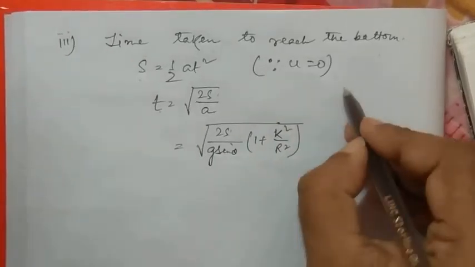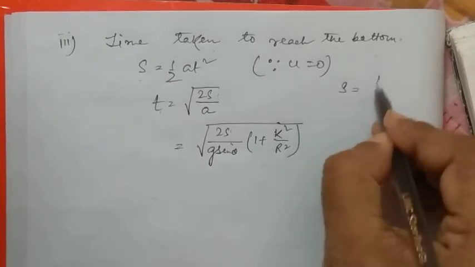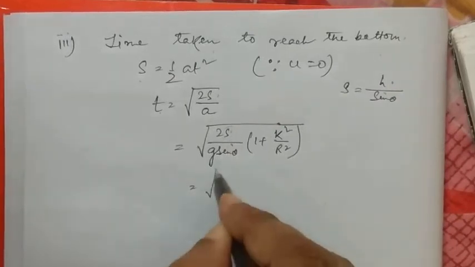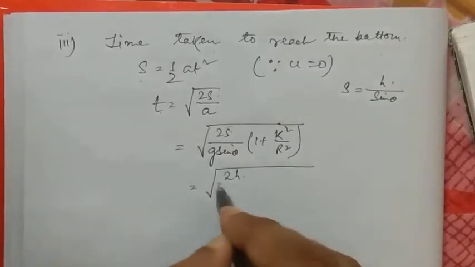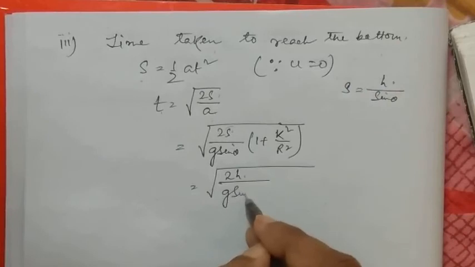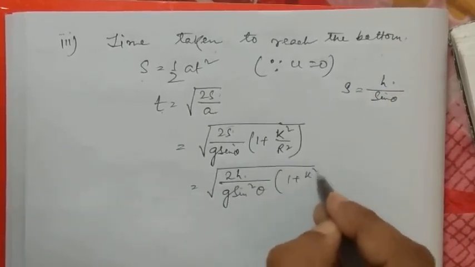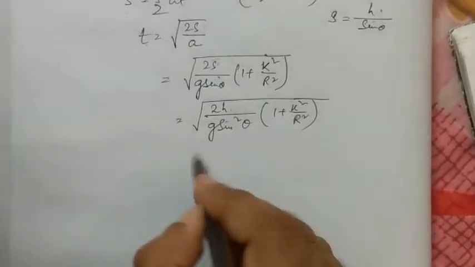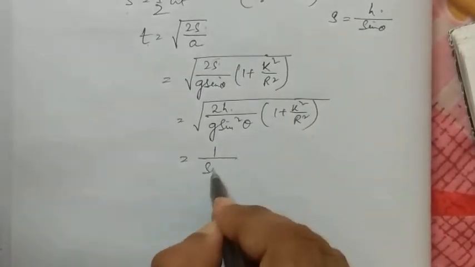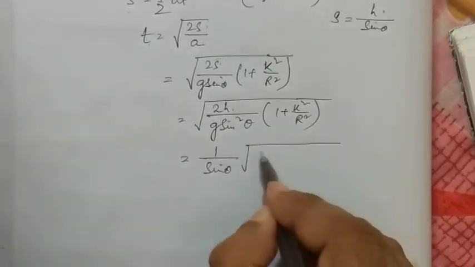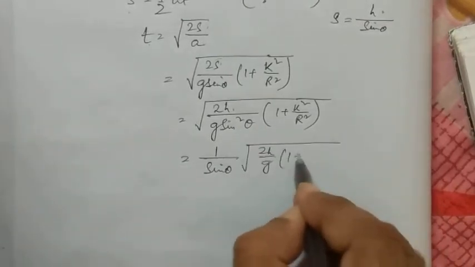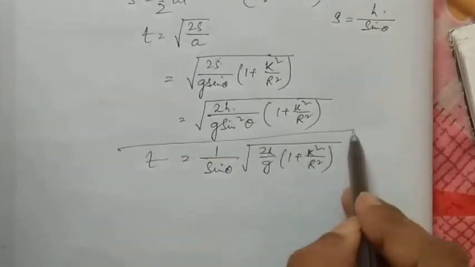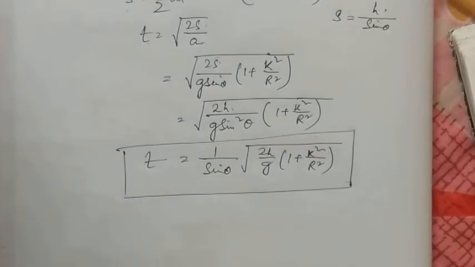Again, what was the relation between s and h? s was equal to h by sine theta. So we replace s here by h by sine theta. 2h by sine theta means g sine square theta into 1 plus k square by r square. Taking sine theta out of the square root, we get 1 by sine theta times the square root of 2h by g into 1 plus k square by r square. So this is the value of the time taken to reach the bottom.